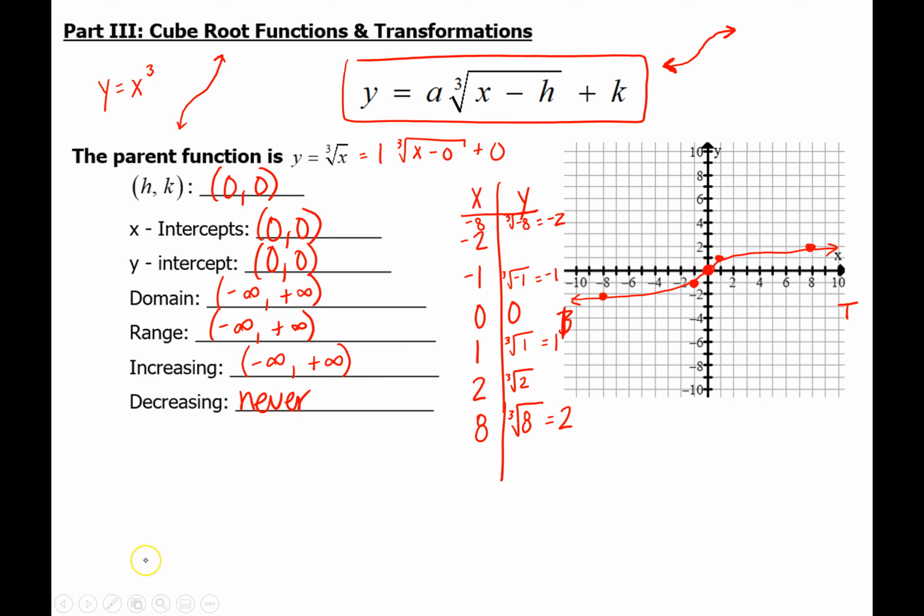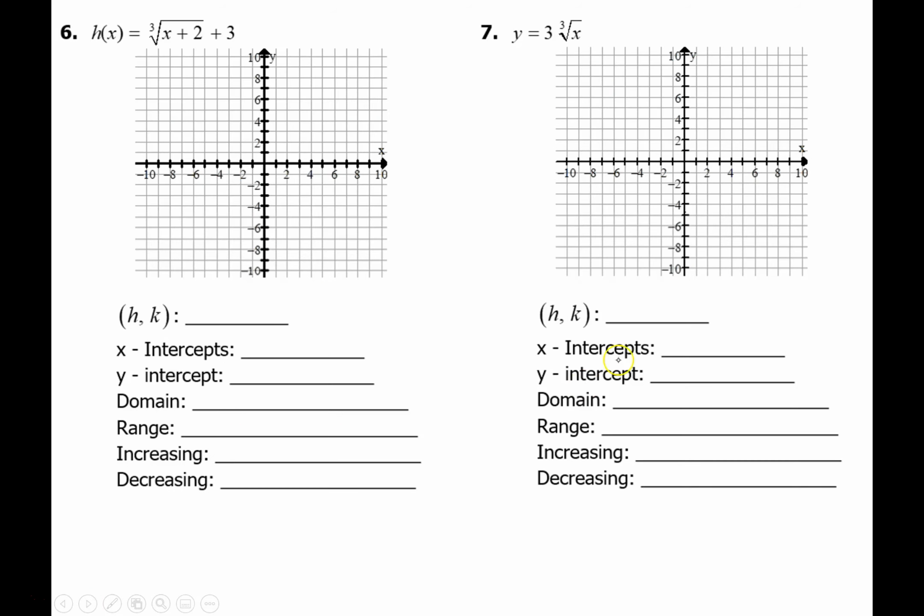All right, let's do a couple of examples a little more quickly now. So hk in number 6 is going to be -2, 3.